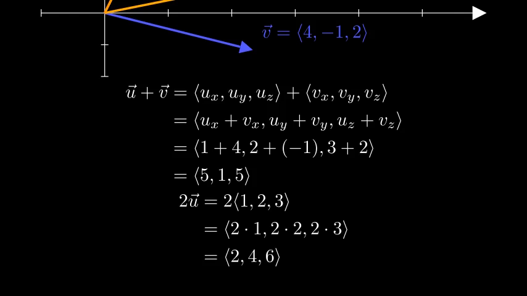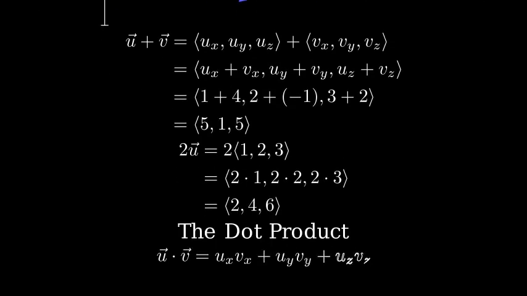Next, let's explore the dot product of two vectors, which is a scalar quantity, not a vector. The dot product of vectors u and v is calculated by multiplying corresponding components and then adding these products. Mathematically, it's written as u dot v equals u sub x times v sub x plus u sub y times v sub y plus u sub z times v sub z.